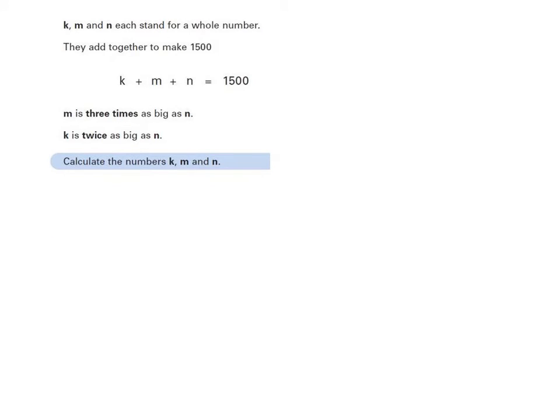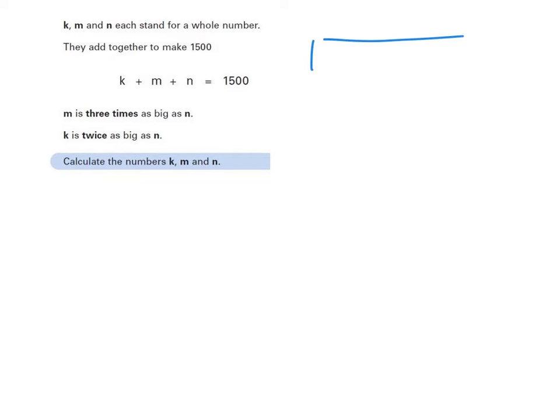Now this is a slightly more confusing sounding problem when you read it through first of all, but once we use the bar model hopefully it will become very clear. We've got K, M and N each standing for a whole number. They add together to make 1,500. So I'm going to draw that problem to help me understand what's going on before I go any further.